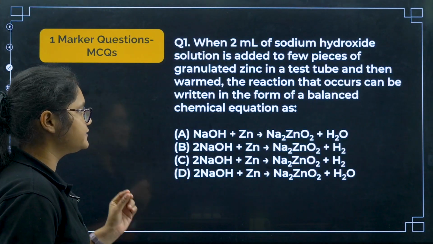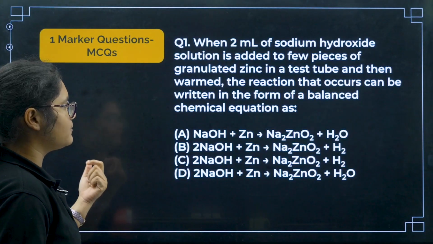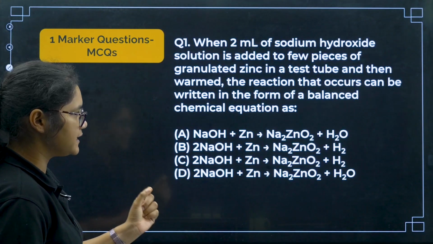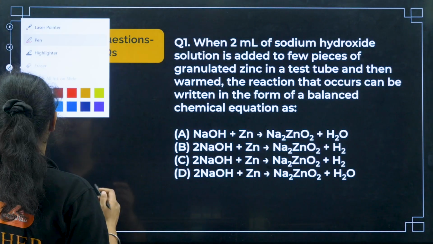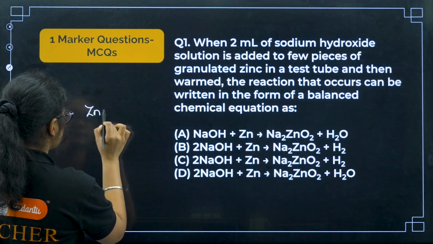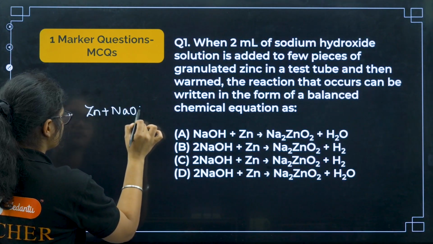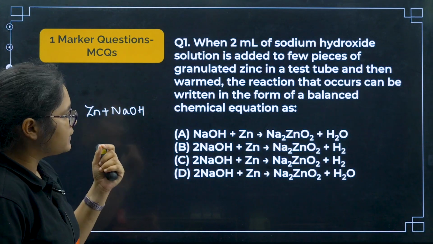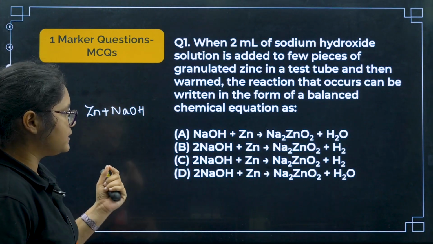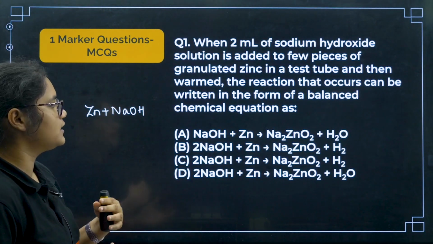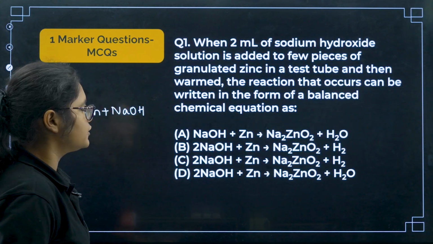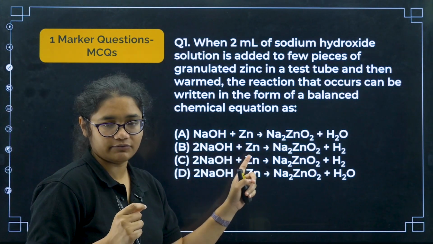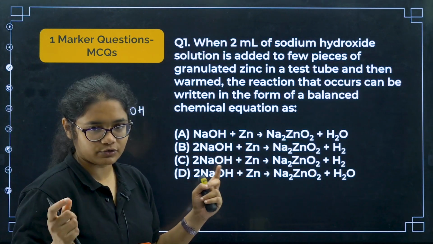So the question is like this: when 2 ml of sodium hydroxide solution is added to a few pieces of granulated zinc in a test tube. Okay, so what we have added? Zinc plus sodium hydroxide, right? And then warmed. The reaction that occurs can be written in the form of a balanced chemical equation as. Okay, so you know this one will produce what? Metal plus base will give you salt plus hydrogen gas.